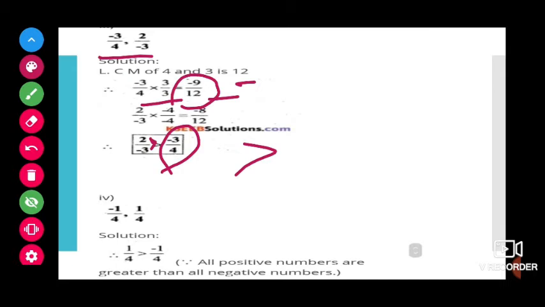Next one, minus 1 by 4 and plus 1 by 4 is here. Directly we can say which is greater and which is smaller. The greater is always positive. So 1 by 4 is the greater number and minus 1 by 4 is the smaller number.